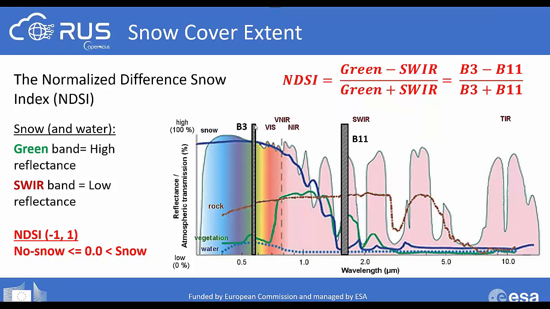And we will be using for this the band 3, so green band, and the band 11 in the shortwave infrared part of the spectra. It's very similar to other indexes such as NDVI, for example, and the values range from -1 to 1 with sort of a rough rule, you could say, that no snow is values below zero and snow is values above zero. We will use a little bit different thresholds, however, we will get to that a bit later.